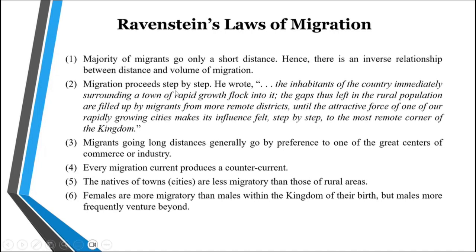Migration happens step by step. He wrote that the inhabitants of the country immediately surrounding a town of rapid growth flock to it. The gaps left in the rural population are filled by migrants from more remote districts, until the attraction force of one of our rapidly growing cities makes its influence felt step by step to the most remote corner of the kingdom.